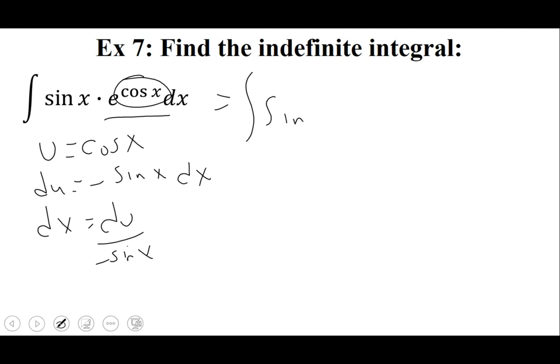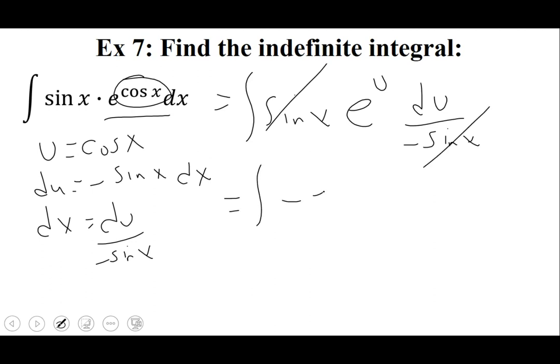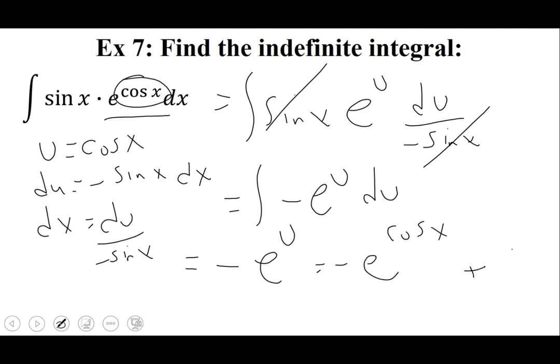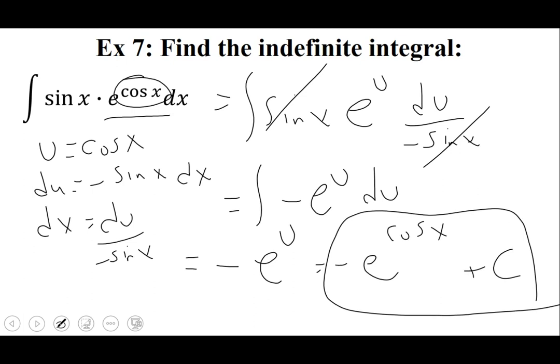So here, if you leave the original sine, change it as e to the u, and then replace the dx with du over negative sine. The magic happens, canceling out those sines, leaving you with the integration of negative e to the u du. Again, that negative on the outside is really just a constant of -1. So leave the negative, integrate e to the u as e to the u, and in your final step, replace the u back with the original values of x, and don't forget about the plus c. So negative e to the cosine of x plus c, that is, of course, your answer.